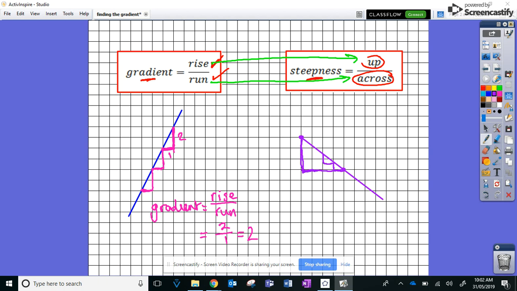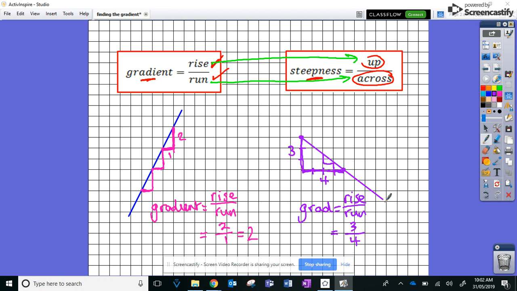Let's do that one. So my rise is 1, 2, 3. My run is 4. So for my gradient, which is going to be rise over run, I'm going up 3 and I'm going across 4. So I've got rise over run, 3 over 4 as a gradient.